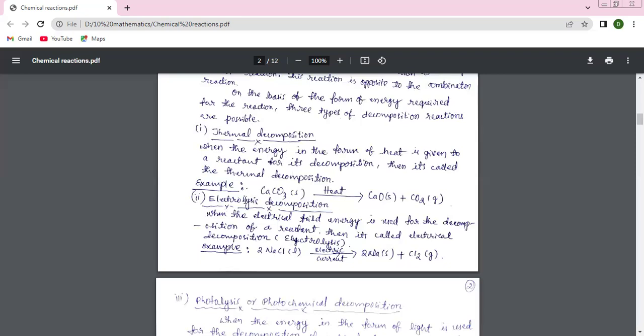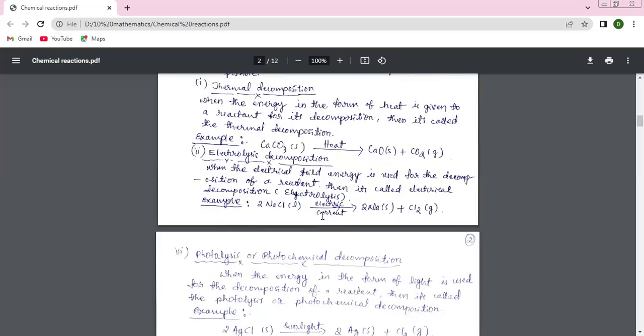Next one is the electrolytic decomposition. When electrical energy is used for the decomposition of a reactant, it is called electrical decomposition or electrolysis. Electro means electric field, lysis means breakdown. These are Greek words. Lysis means breakdown.